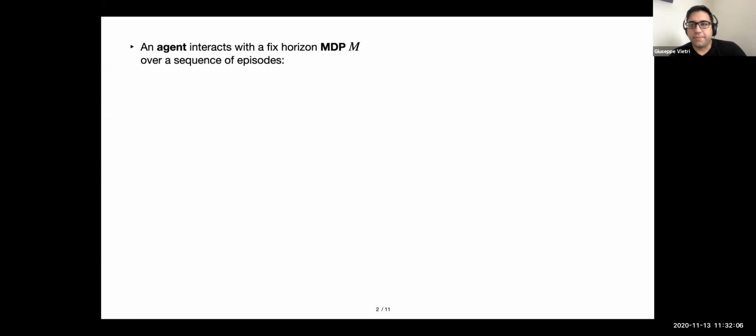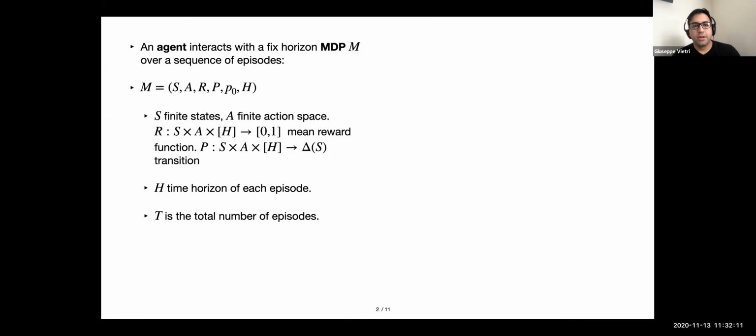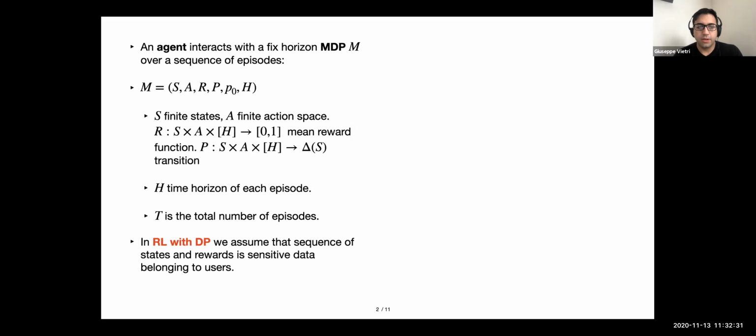In this work, we consider online learning with a fixed horizon MDP over a sequence of episodes, where the MDP is defined by a finite set of states, a finite action set, a reward function, and a transition function. H is the time horizon of each episode, and we assume here that T is the total number of episodes. For privacy, we assume that the agent interacts with a single user on every episode, and the sequence of states and rewards generated during the episode is the sensitive data belonging to that user.